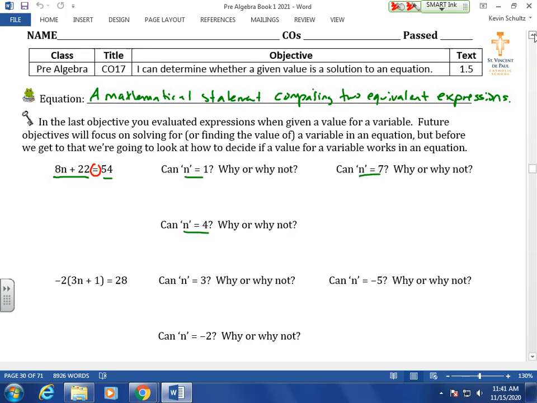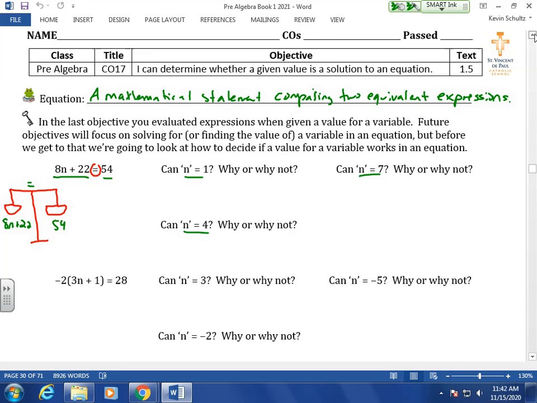Right? You can kind of picture this like the balance scales that you have in science class, maybe. That's how it looked when I was a kid. Right now, we've got 8n plus 22 on this side, and we've got 54 on the right side. Our equal sign is in the middle there, and right now it's perfectly balanced. Okay? So whatever n is, it is a value such that when we plug it into 8n plus 22, it's going to be equal to 54. Okay? So let's start with 1.